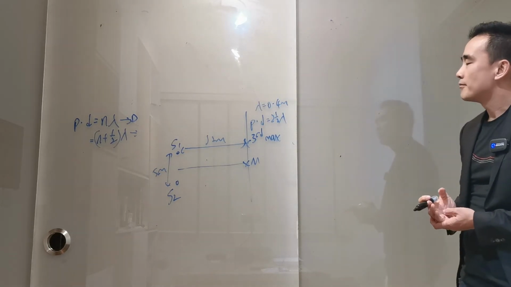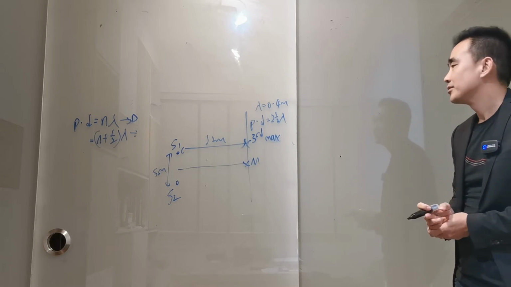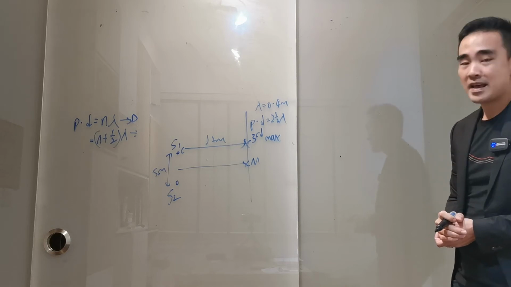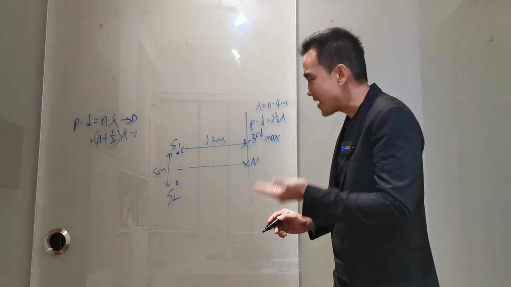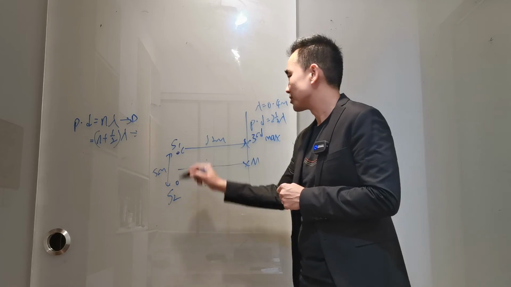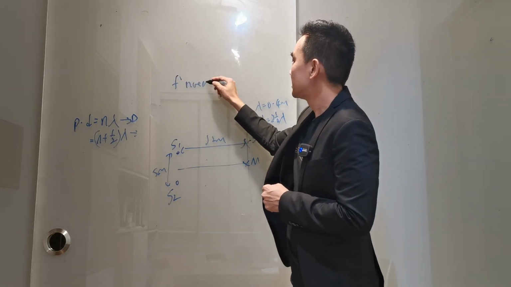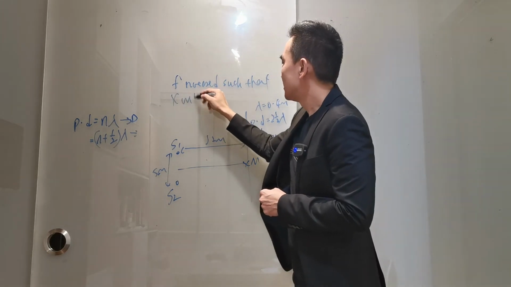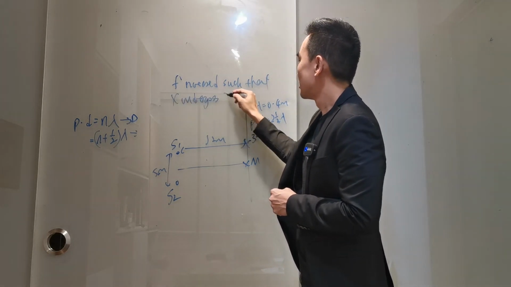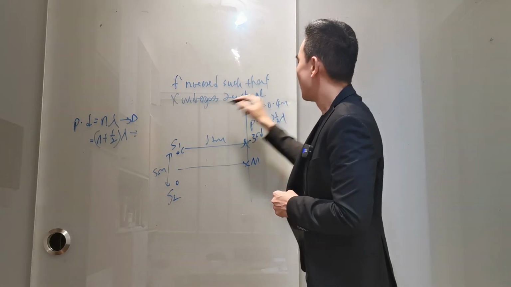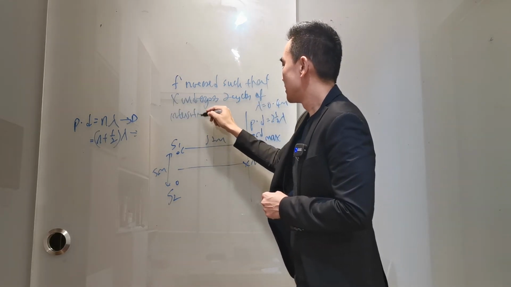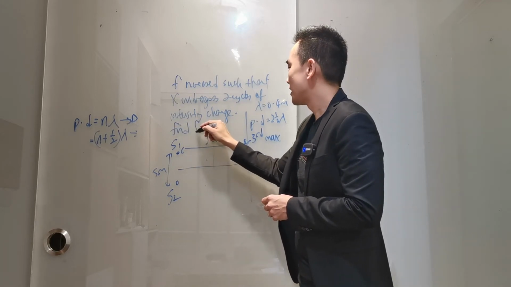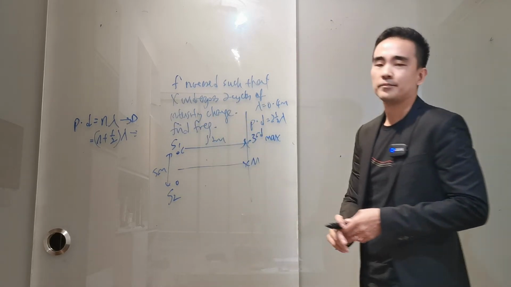Okay, so what I am going to change right now is the frequency of the sources. When I increase the frequency of the sources, the frequency is increased such that X undergoes 2 cycles of intensity change. So the task for you is find the new frequency.